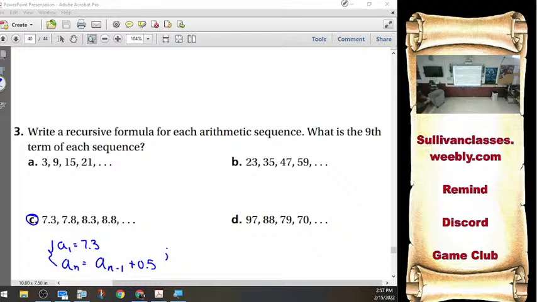Right? Plus 0.5. 9.3. 9.8. 10.3. 10.8. 11.3. 11.8. 12.3. 12.8. 13.3.